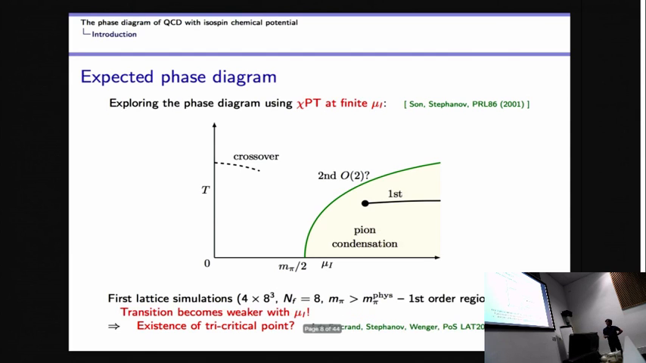Another simulation by the four Cohen collaborators has used NF equals 8, also at pion masses bigger than the physical one, but they tuned it such that the transition is first order, and then they were trying to see whether it weakens or not when they crank up the isospin chemical potential. What they actually found is that the transition indeed becomes weaker, and that would then speak against the existence of a tricritical point. So all of this phase diagram has basically not been mapped out by the lattice so far, and this is what we are trying to do in the setup with physical pion masses.